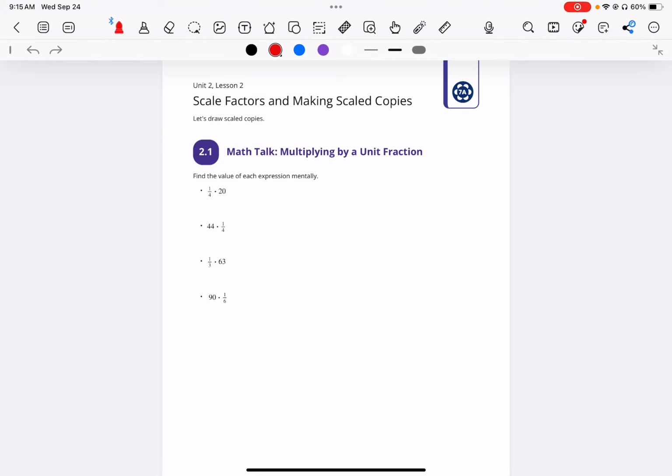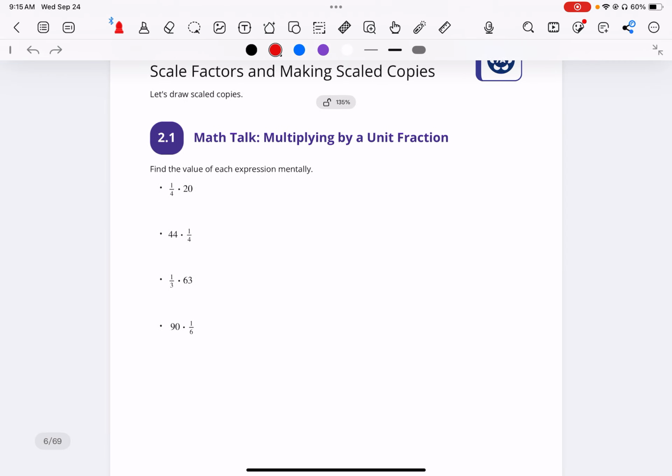This lesson is going to be on scale factors and making scaled copies. We're going to start by finding the value of each of these expressions mentally, meaning without using a calculator. We have 1/4 times 20. I'm going to change the order using the commutative property because 20 times 1/4 is the same thing as doing 20 divided by 4. And 20 divided by 4 is 5.